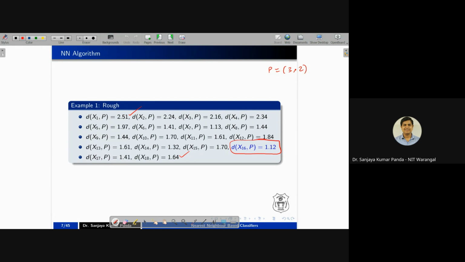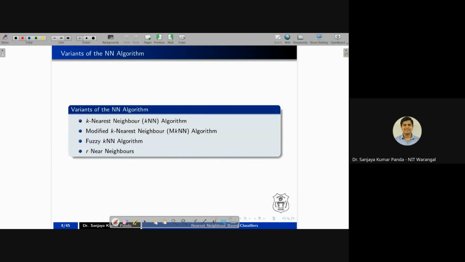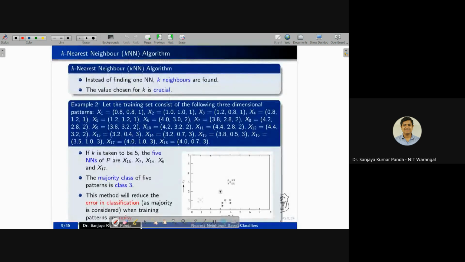So in order to avoid that, people have come up with several variants of the nearest neighbor algorithm. Especially we are going to look into four different variants. We'll start with the KNN algorithm, where instead of selecting only one neighbor, we go for k different neighbors. Then we'll go for the modified k neighbor algorithm, then the fuzzy KNN algorithm, and the R near neighbors algorithm. So let us see one by one.